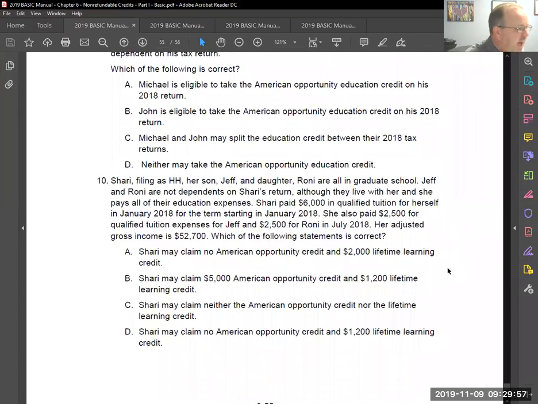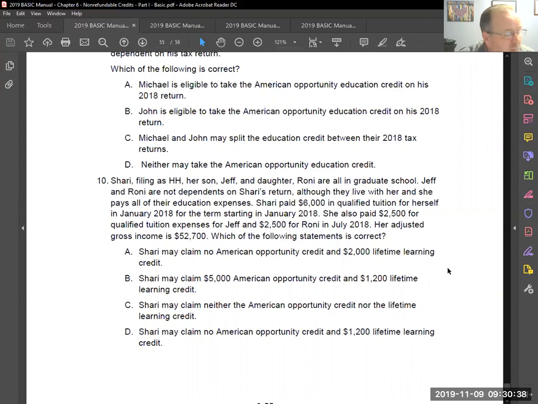All right, next one on number 10, okay? We have Sherry filing as head of household with her son Jeff and daughter Ronnie. All are in graduate school, okay? As soon as we read that, we should be able to trigger a thought. Jeff and Ronnie are not dependents on Sherry's return, although they live with her and she pays all of their education expenses. Sherry paid $6,000 in qualified tuition for herself in January 2018 for the term starting in January 2018. She also paid $2,500 for qualified tuition expenses for Jeff and $25,000 for Ronnie. Her adjusted gross income is $52,700. Which of the following statements is correct?